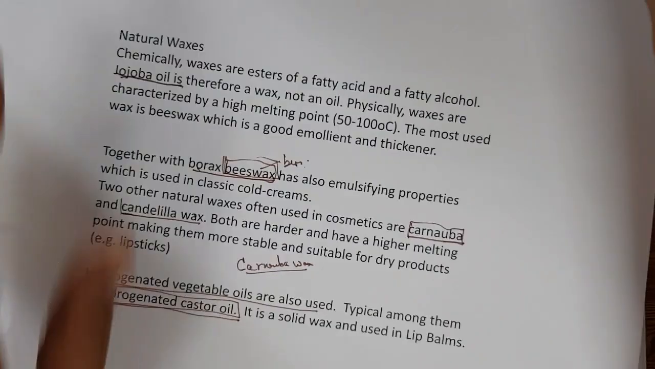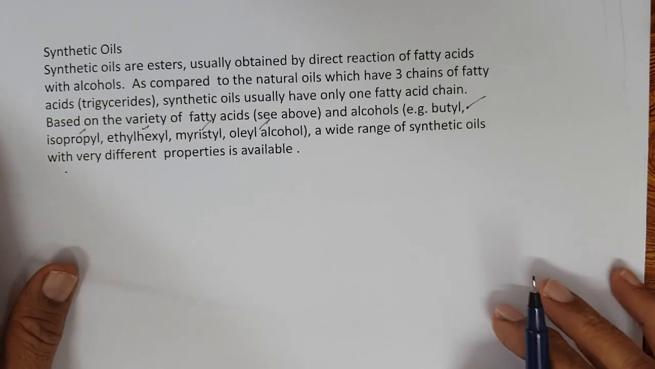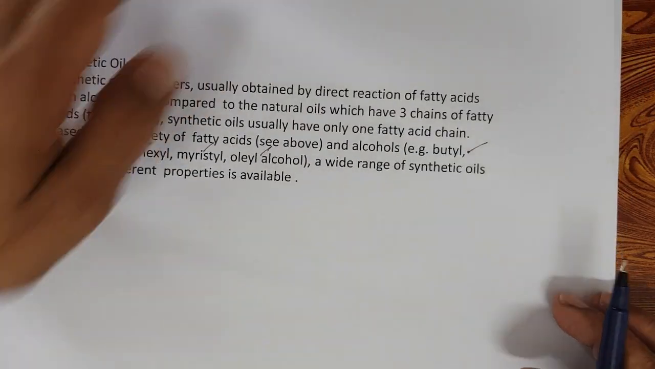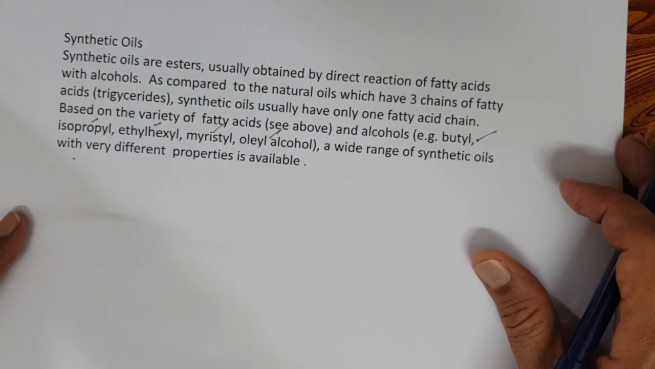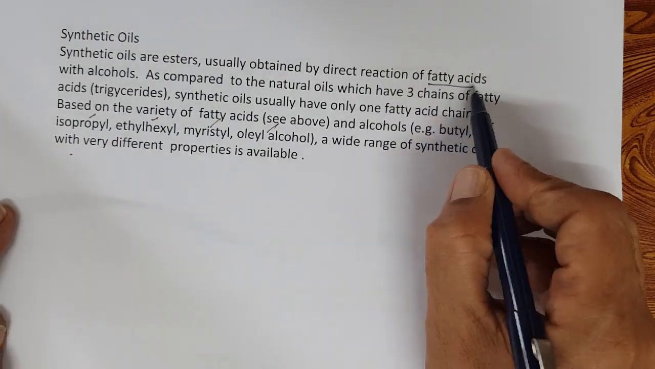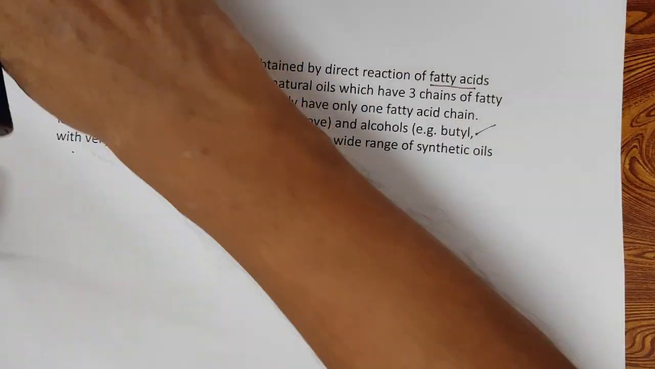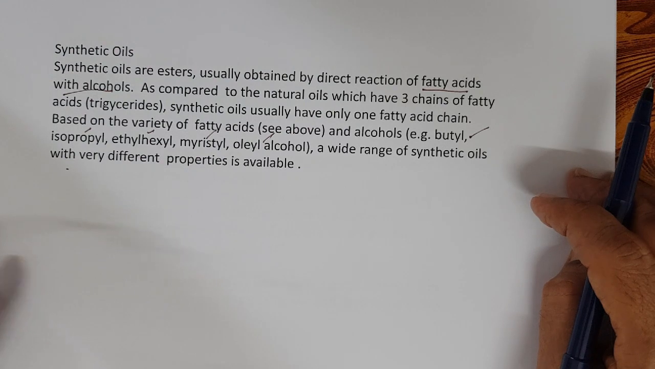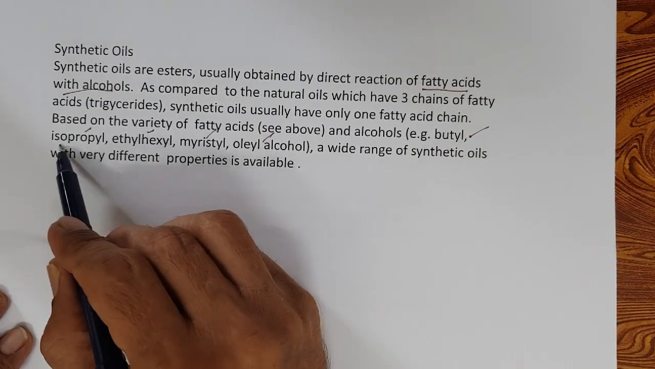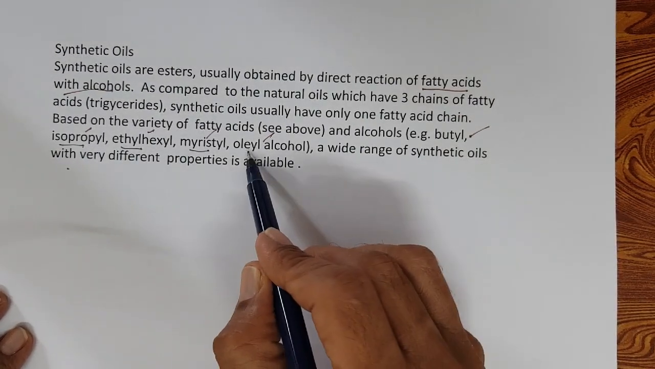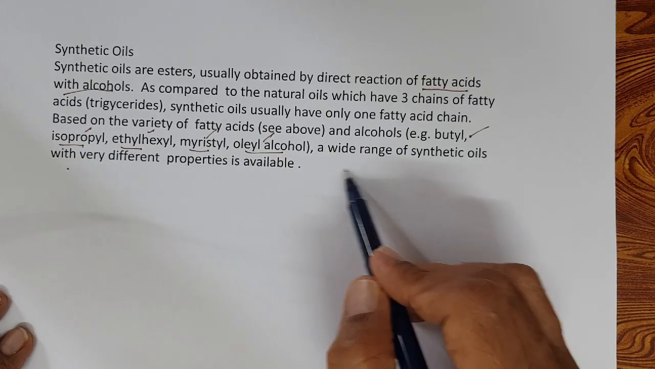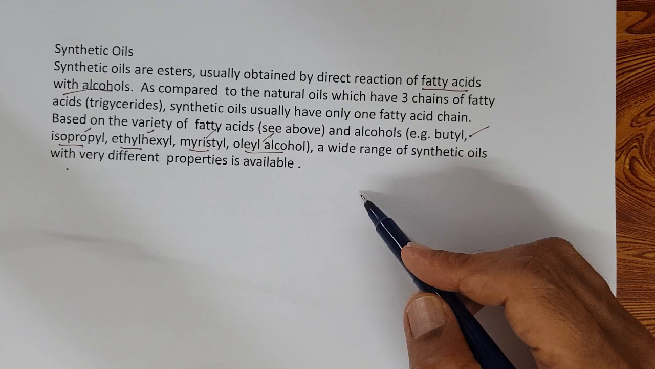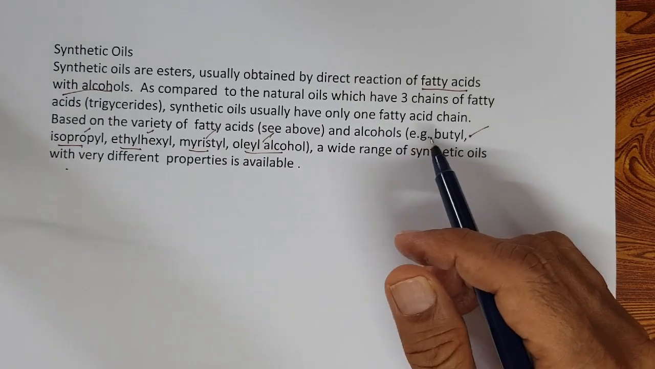So, synthetic oils. Synthetic esters are usually obtained by reacting fatty acids and fatty alcohol. Stearic acid, palmitic acid with cetyl alcohol, stearyl alcohol and various esters have been derived. Butyl, isopropyl, ethyl-hexyl, myristyl, oleyl alcohols are used. A wide range of synthetic oils with very, very different properties have been synthesized, no?